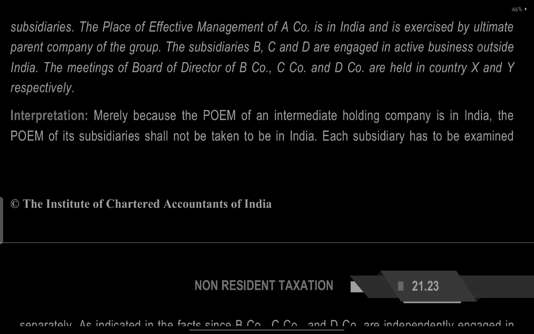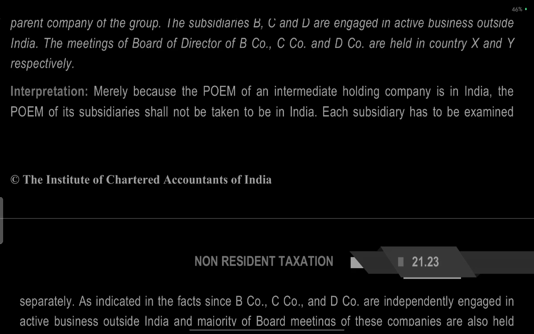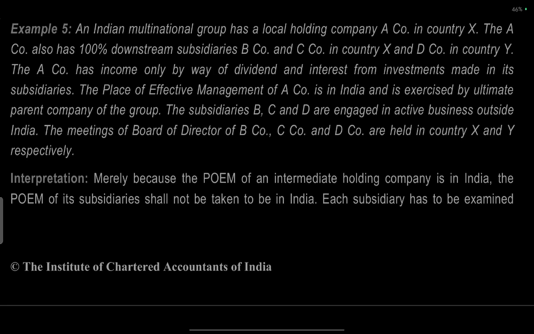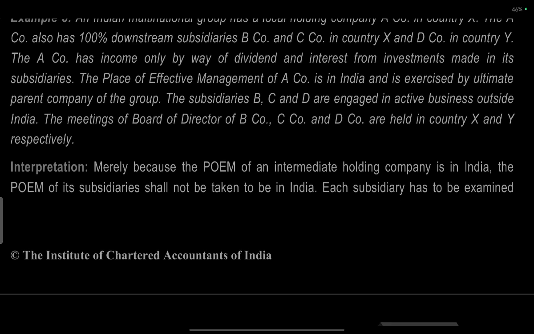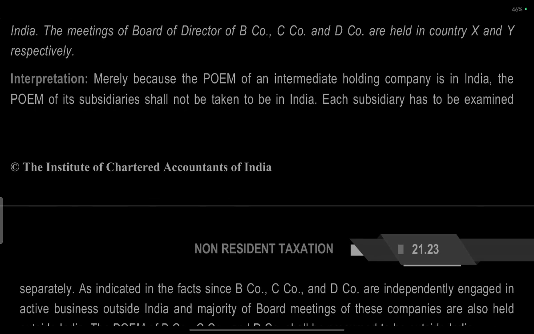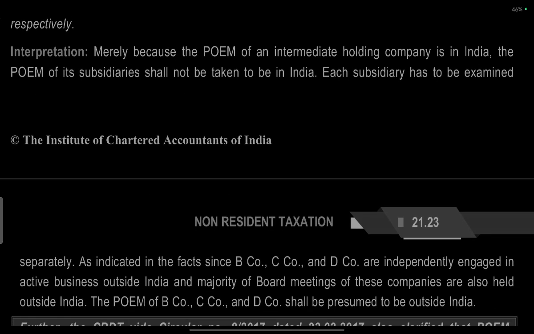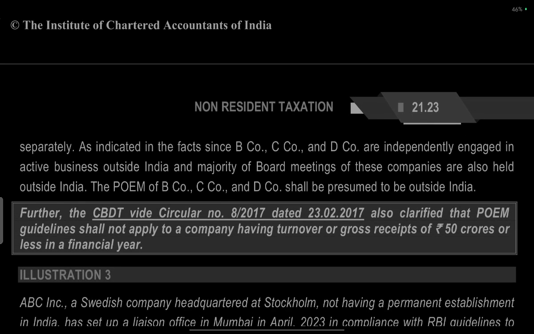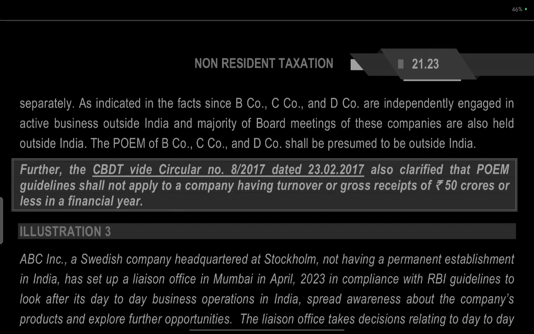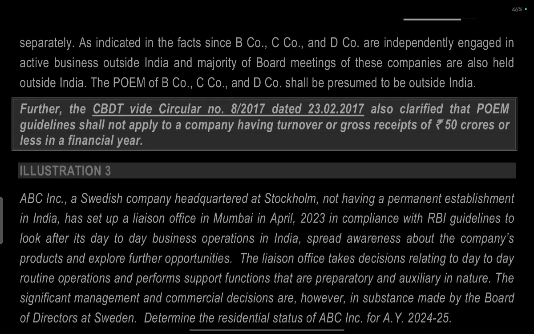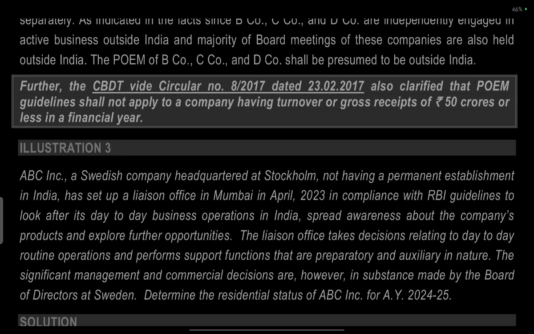Interpretation. Merely because the POEM of the intermediate holding company is in India, the POEM of the subsidiaries shall not automatically be in India. The POEM of A Limited is in India, exercised by the ultimate parent company of the group. The subsidiaries B, C and D are engaged in active business outside India, and the meetings of the boards of directors of B, C and D are held in their respective countries. So although the POEM of the intermediate holding company is in India, the POEM of the subsidiaries shall be examined separately. The facts indicate that B, C and D are independently engaged in active business outside India. The majority of the boards of directors of the companies are also held outside India. So the POEM of B company, C company and D company are presumed to be outside India.